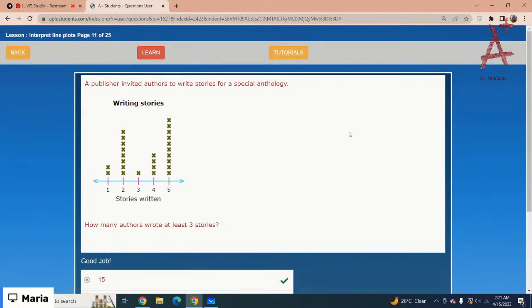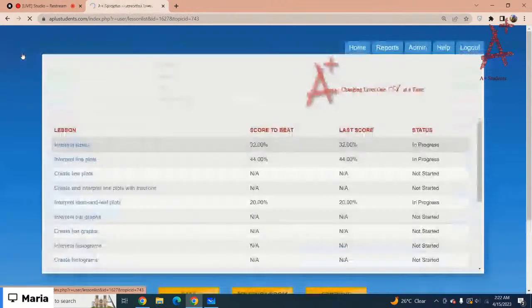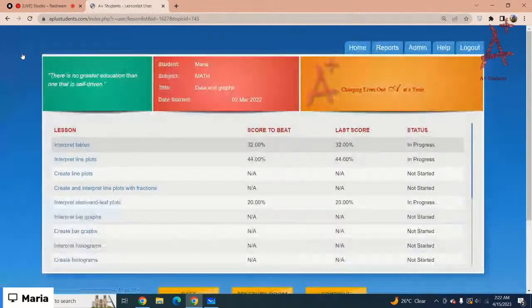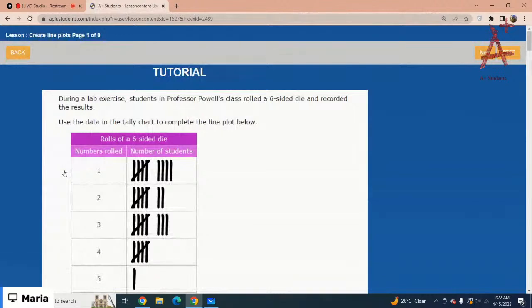Okay, you can complete the test by yourself later today. So let me just move on to the next lesson. Basically, working on the graphs is very easy. You just have to understand how to read the values from the graphs and tables, and interpret them. So let's just start with the next lesson, that is create line plots. We have learned how to interpret values from line plots. Now we're going to see how to draw the line plots.